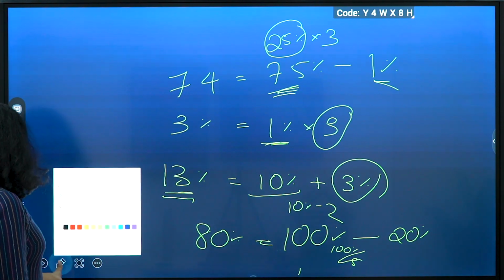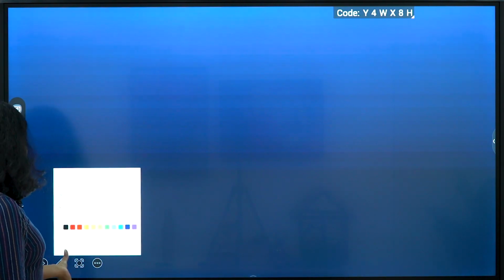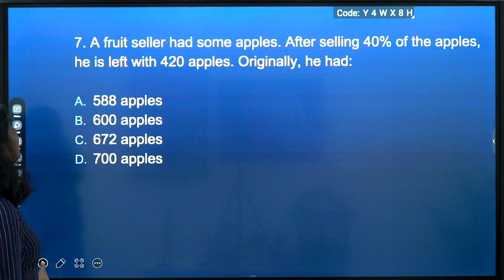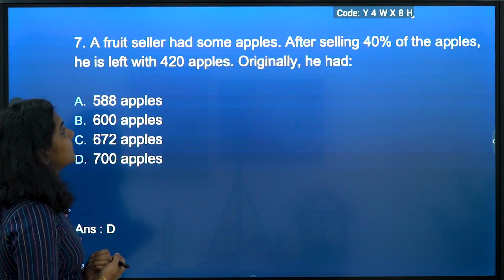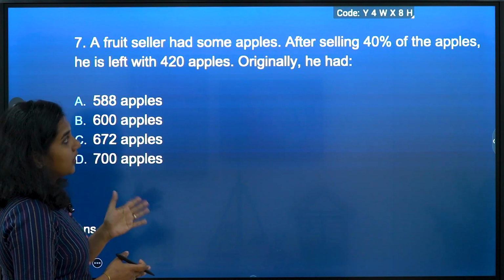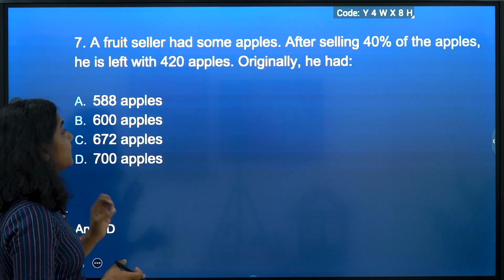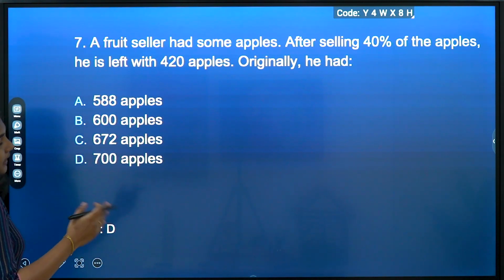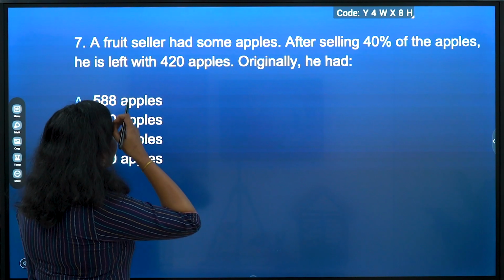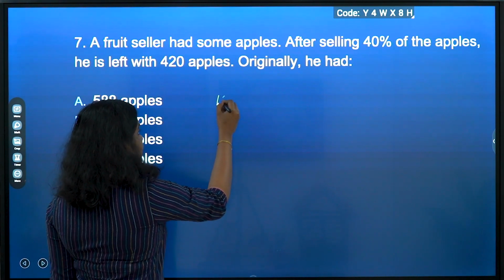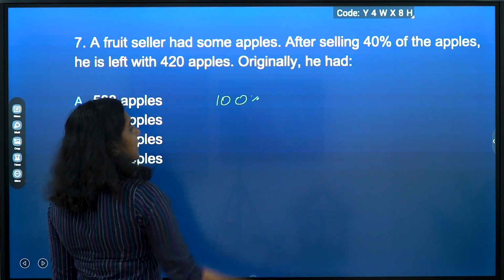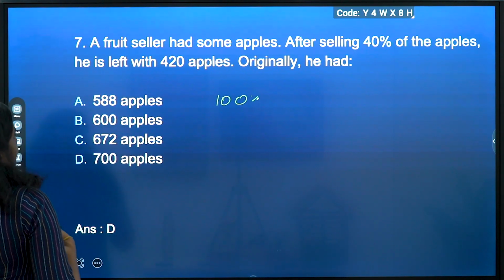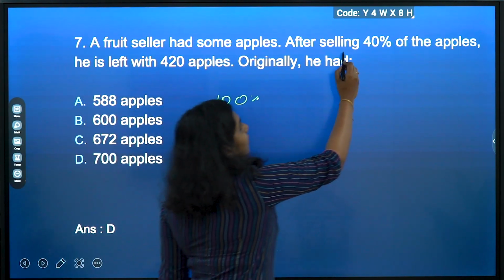Now, moving on to the next question. A fruit seller had some apples. After selling 40% of the apples, he is left with 420 apples. Originally he had? So that is the question. You have to find out the 100%.